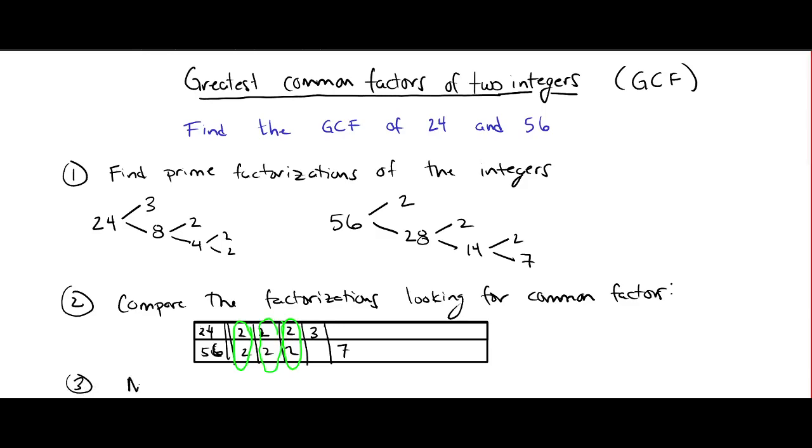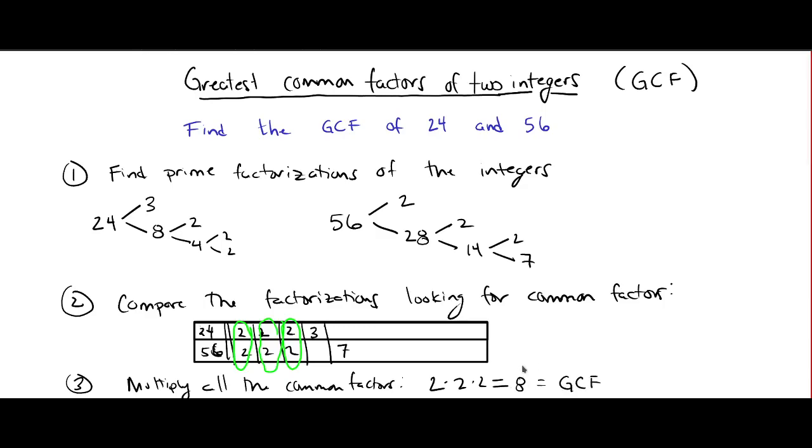So the last step is to multiply all the common factors. For each of these pairs, I'm going to take one 2, because each of these pairs represents one 2 in common. So I've got 3 2's in common. 2 times 2 times 2. The GCF, or the greatest common factor, is 2 times 2 times 2. That's 8.